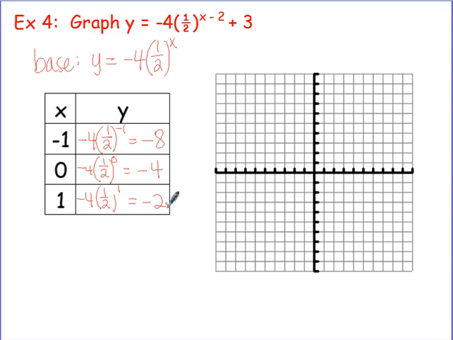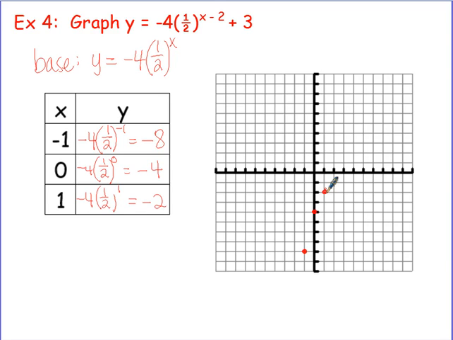So let's take a look at what this is going to look like on paper. I'm going to go left 1, down 8. Left 1, 1, 2, 3, 4, 5, 6, 7, down 8. I'm going to go nowhere left and right, down 4. 1, 2, 3, 4. Right 1, down 2. Right 1, down 2. So this graph is totally different than the rest of them. It's because it's flipped over.